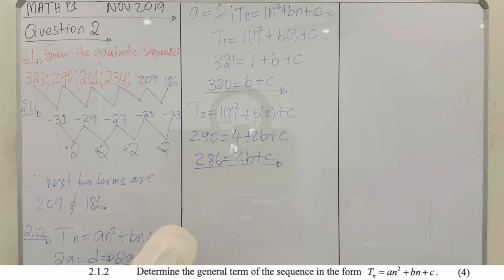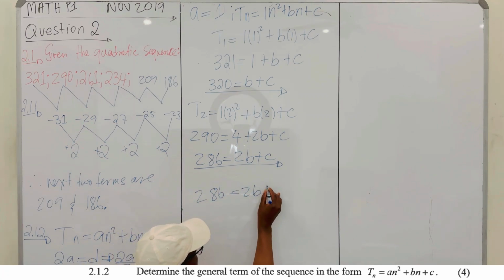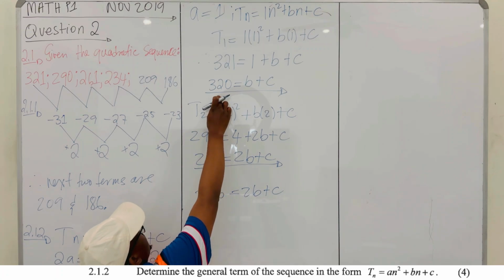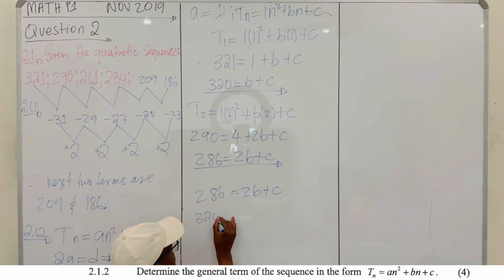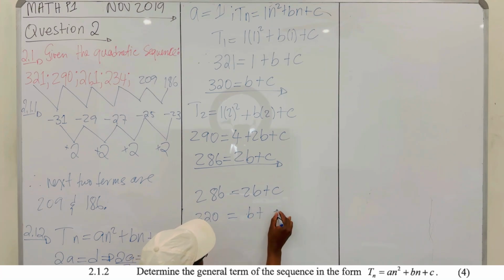Okay, so from here we're going to solve these two equations simultaneously. So we're going to say 286 is equal to 2B plus C, and the first equation is 320 is equal to B plus C. Then you can use simultaneous or elimination.